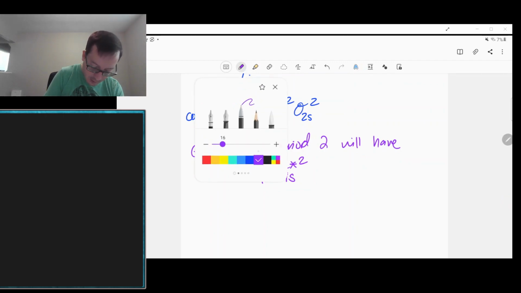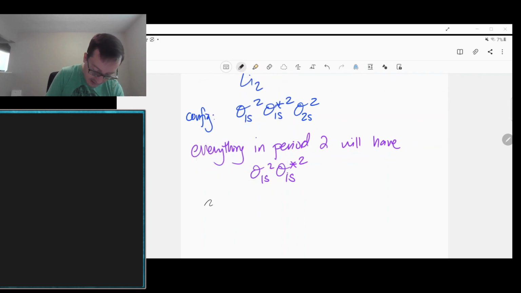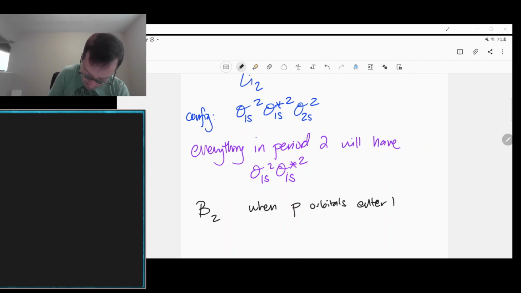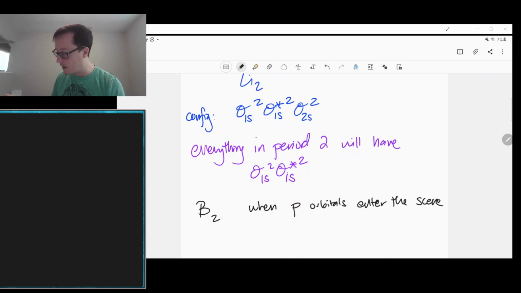I'm getting ahead of myself. Well, we'll look at some more. Let's look at Be2. Actually, it's not. It'll be the same as helium. It's not going to exist. Boron 2 is going to be more interesting. Let's see what happens when p orbitals come into play. When p orbitals come in the scene, we're going to see that we can form, again, bonding or anti-bonding things.